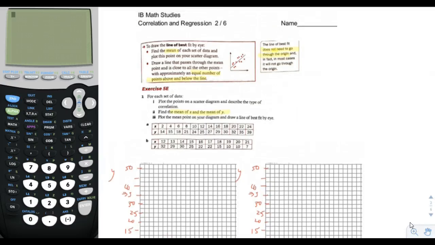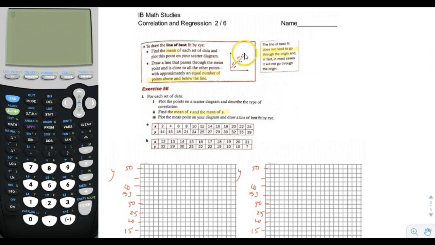Here we are on page 2 of correlation and regression. At the top here, the reading tells us that we are going to draw what we call the line of best fit by eye, which means we're going to eyeball it, or we're not going to really use the calculator's function to help us do that.